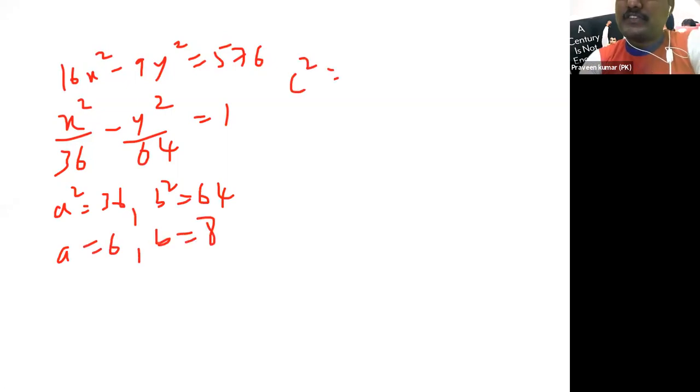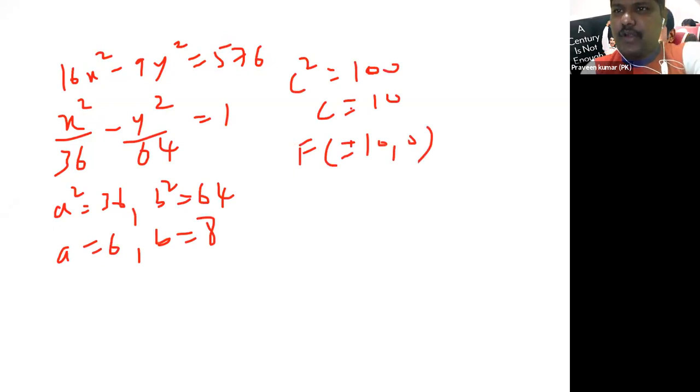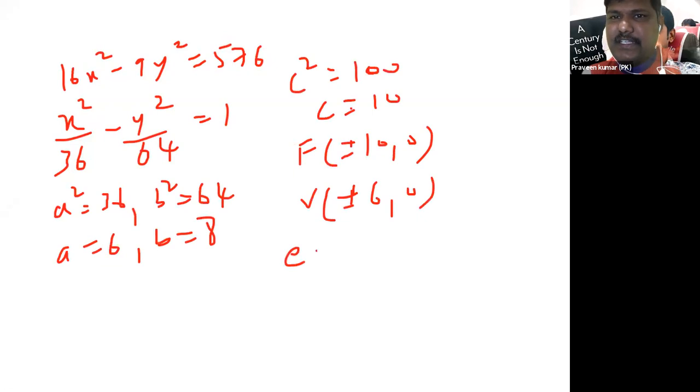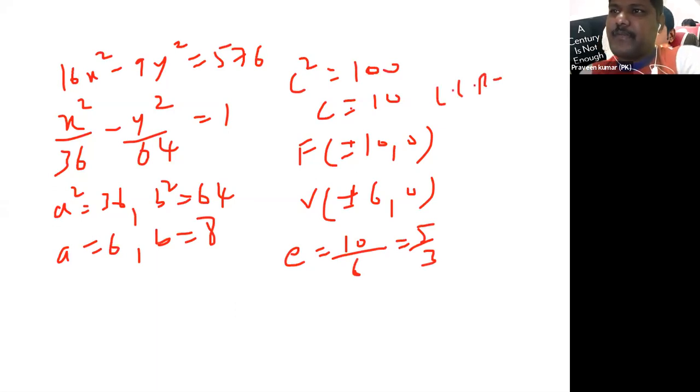c square equal to a square plus b square, 100, c is 10. It is on the x axis. Focus plus or minus 10 comma 0. Vertex plus or minus 6 comma 0. Eccentricity c by a, 10 by 6, 5 by 3. Length of latus rectum 2b square by a. 2 into what is b square? 64 by what is a? 6. 64 by 3. Correct now?